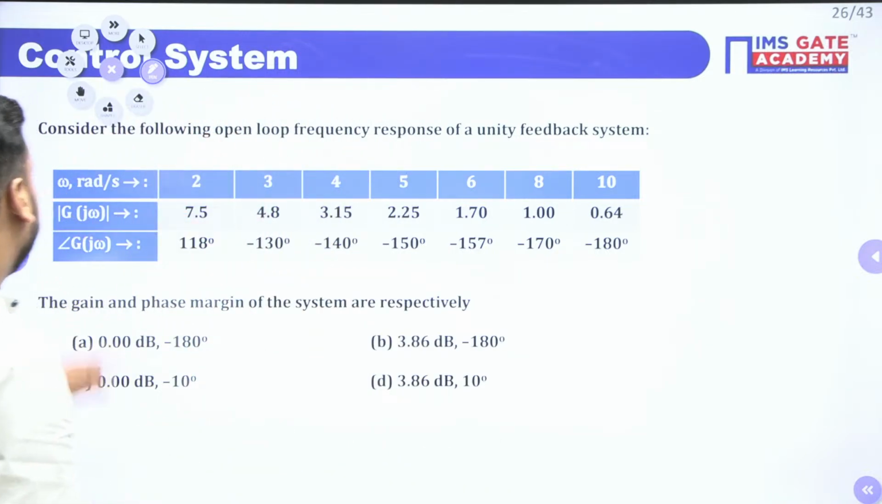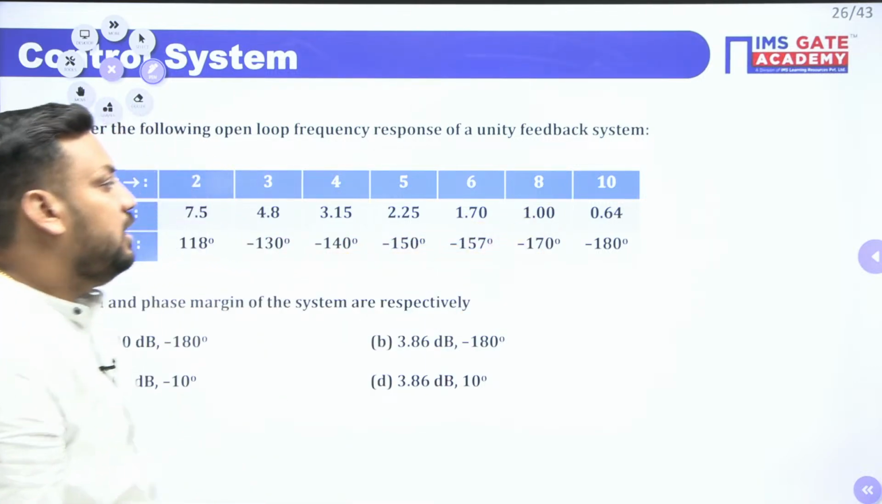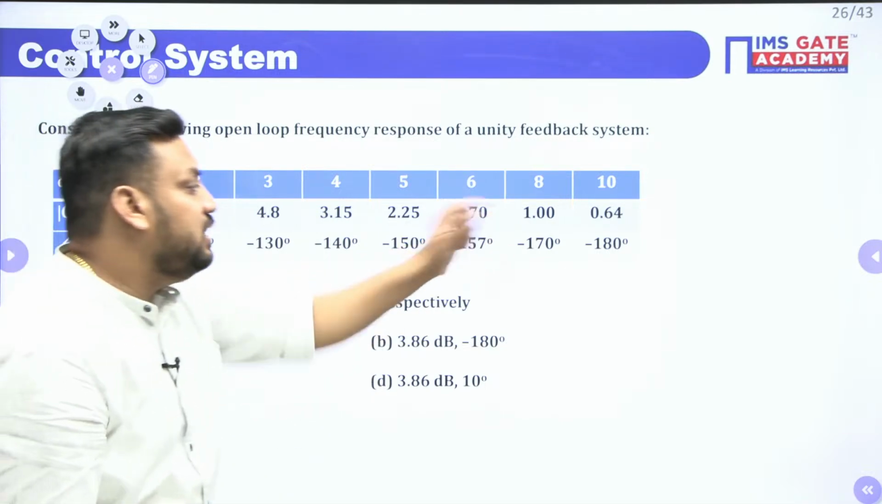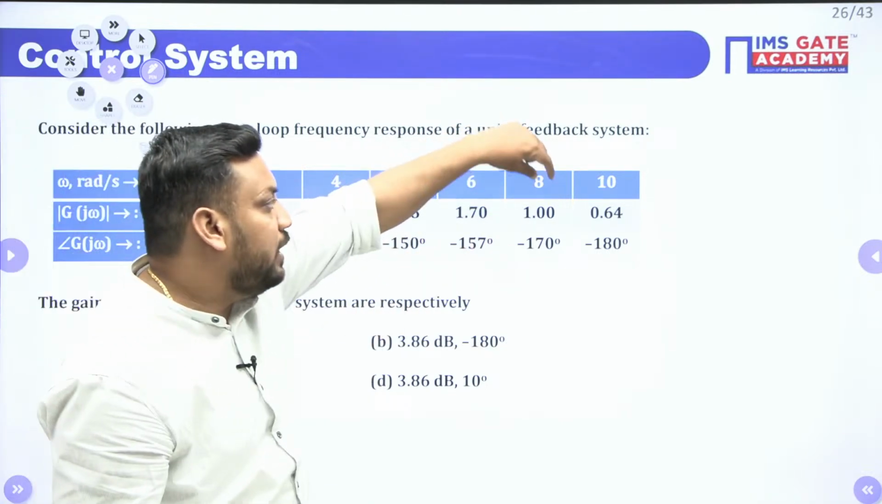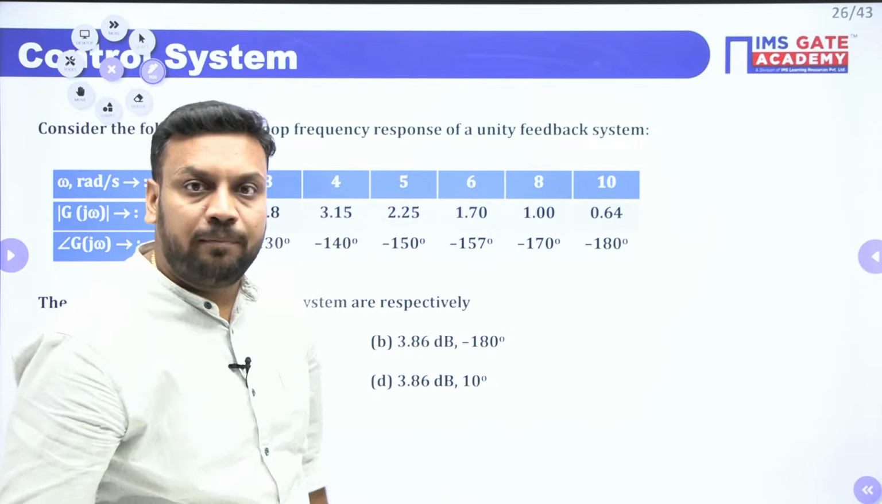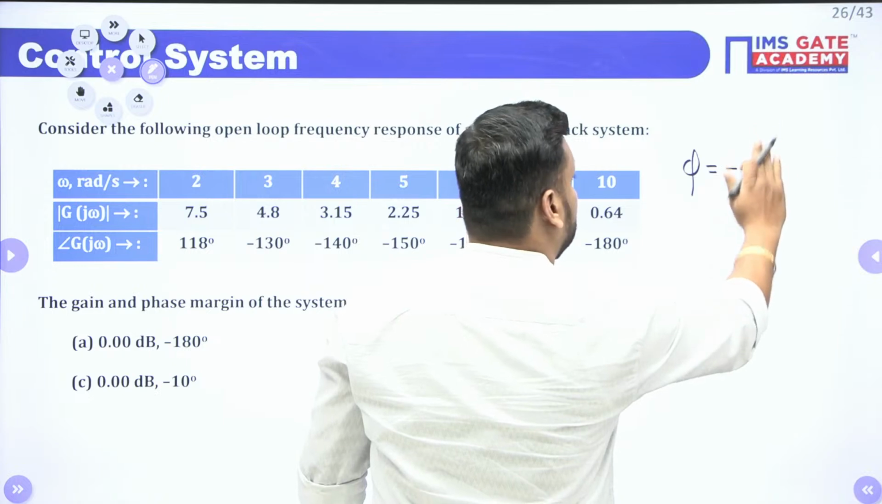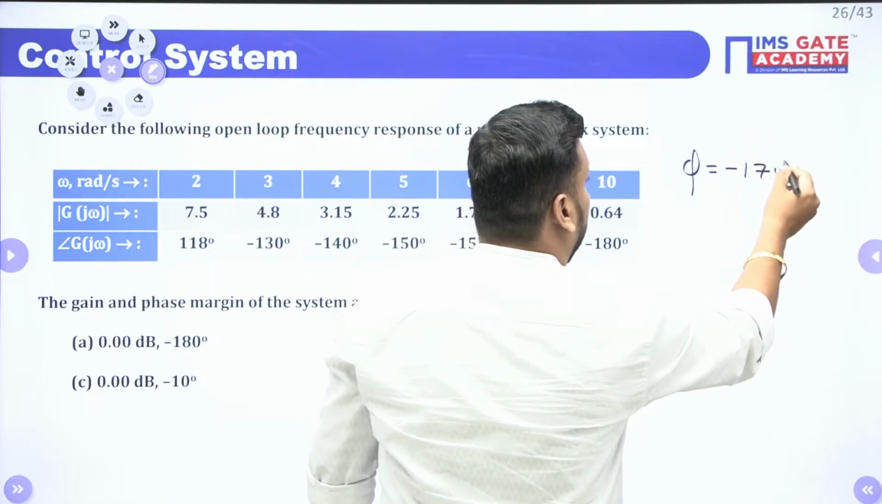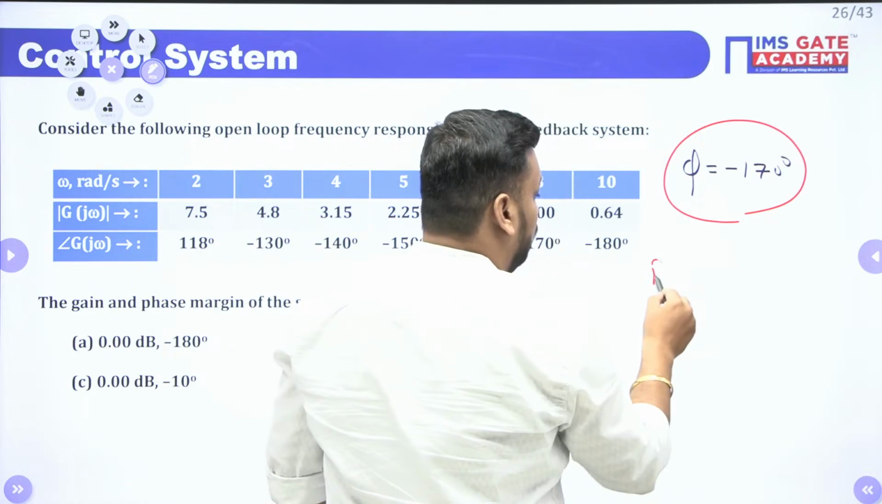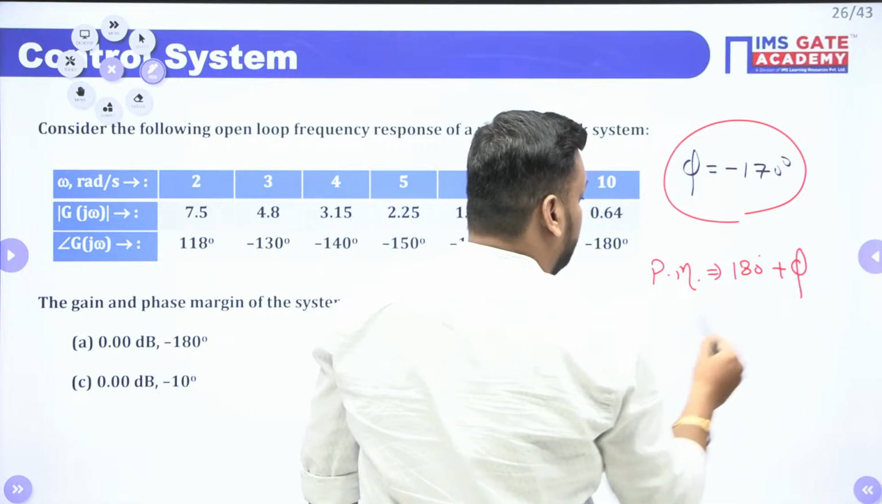It means here you will select omega. The frequency at which the magnitude of G(jω) equals 1 is nothing but ω_gc. So this omega equal to 8 is ω_gc. And the angle at ω_gc is phi. From the table, phi is minus 170 degrees. And you know that the phase margin is nothing but 180 plus phi.